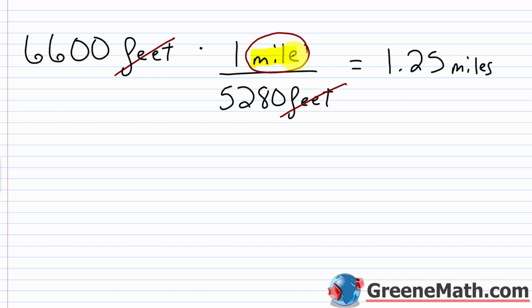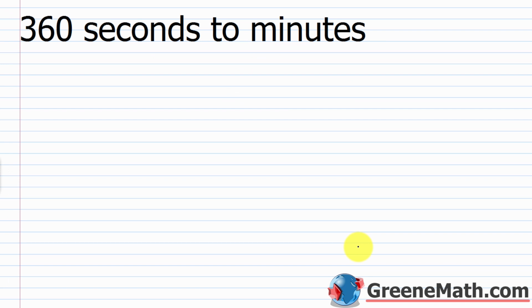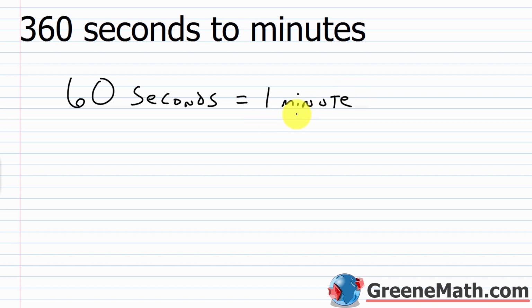If you can just remember that, this is no harder than just multiplying with fractions. All right, let's take a look at another one. So we have 360 seconds to minutes. So what's the relationship between seconds and minutes? Well, I know that 60 seconds equals 1 minute.